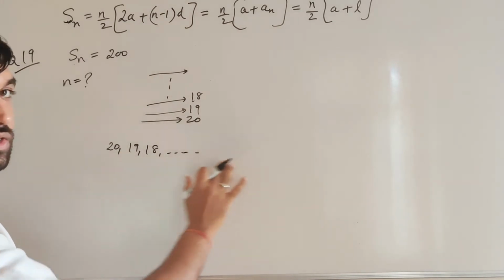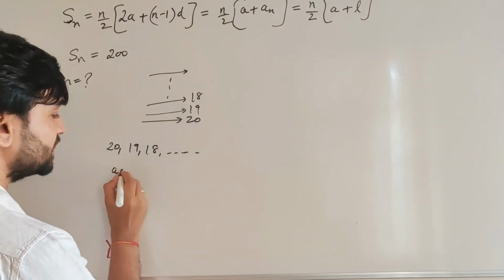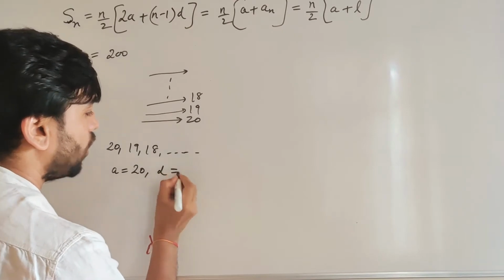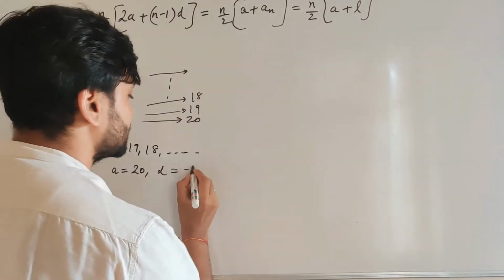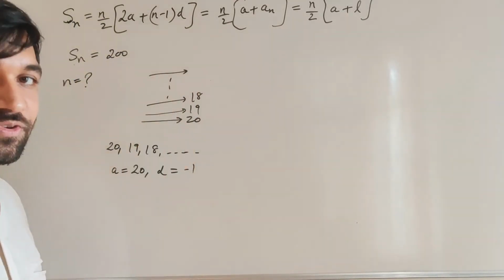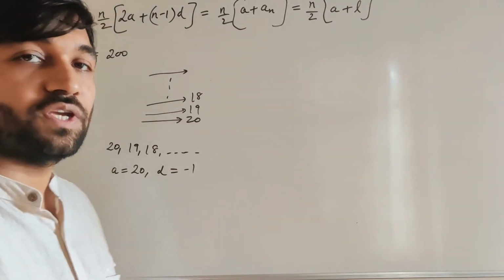Now this AP we can form looking at the condition. So 20, 19, 18 and so on is the AP. So here I can say the first term is 20. The common difference, 19 minus 20, is minus 1. It's decreasing. The number of logs per row is decreasing.